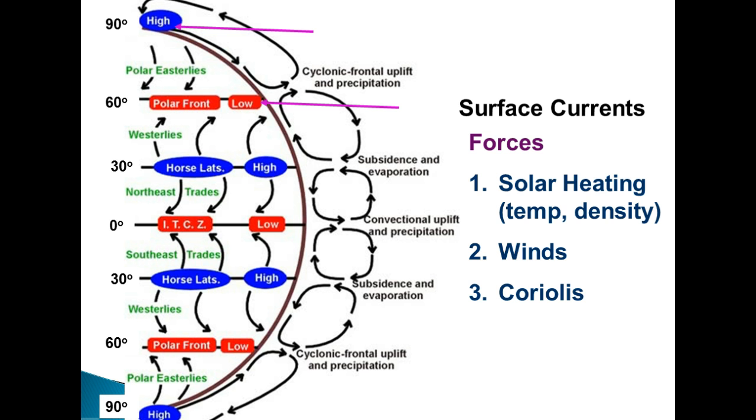Now, surface currents are affected by three different forces we want you to get in your notes. Solar heating, which is responsible for temperature and density of the water, winds, and the Coriolis effect. So get those three forces in your notes that affect currents.